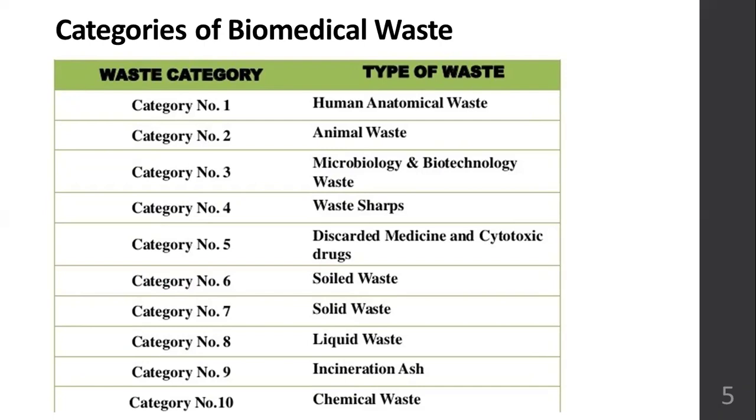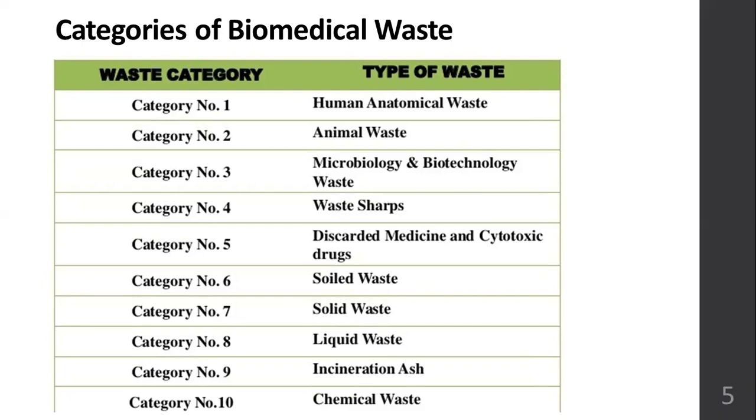Category 1 is all the human anatomical waste from operation, surgery, biopsy, amputation. Category 2 is animal waste from veterinary hospitals and any research centers where anything is tested on animals. Category number 3 is microbiology or biotechnology waste from the laboratories. Category number 4 is sharps, any type of sharps. Category number 5 is discarded medicines, cytotoxic drugs, expired medicines.